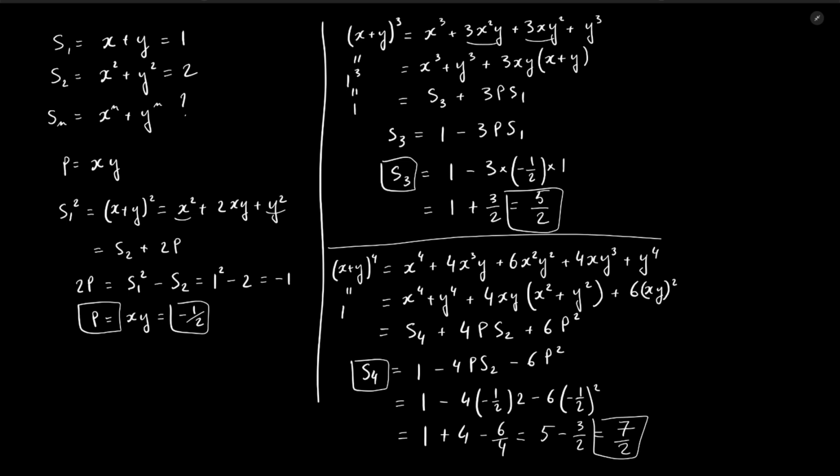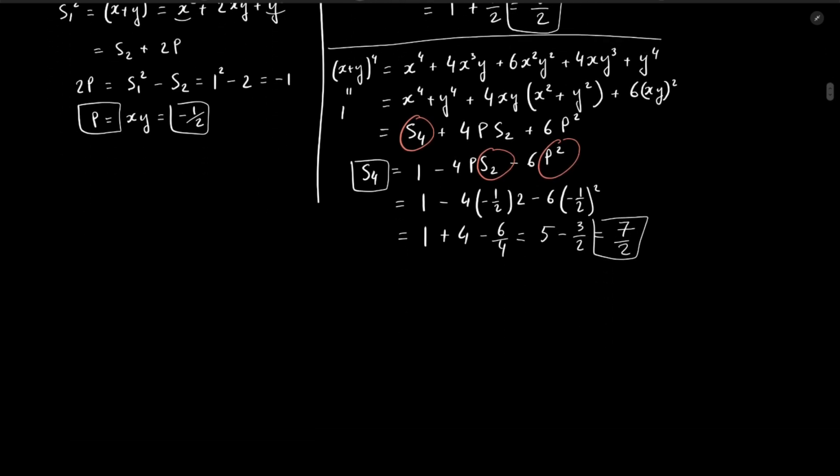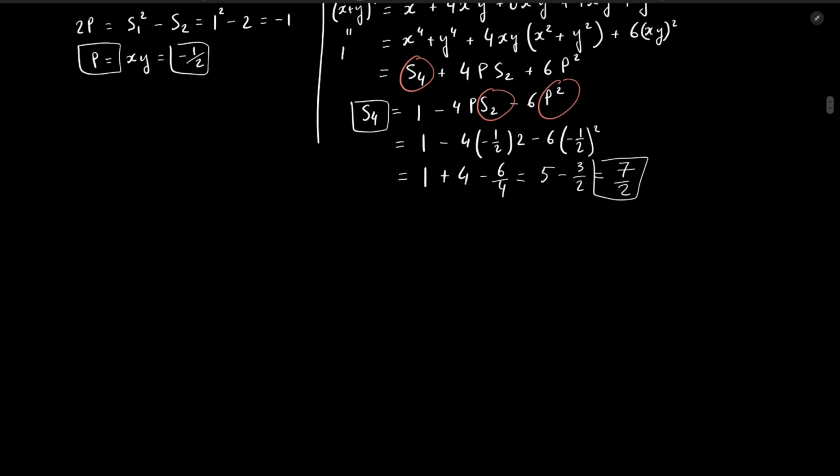So it looks like we are doing a good job of finding the value of Sn based on the value of Sn minus 1 and minus 2, etc. As you can see, to find the value of S3 here, we use the value of p and S1. And in order to find the value of S4, we use the value of S2 and p squared. So now let's try to find the general formula of Sn.